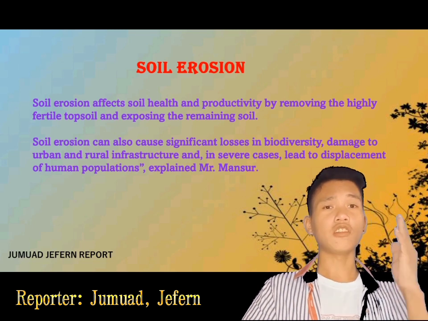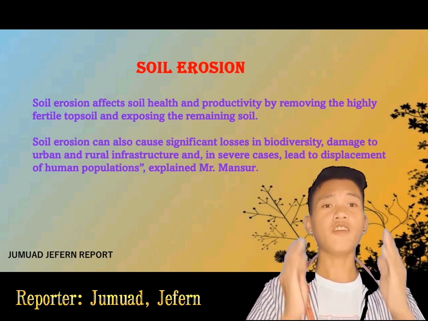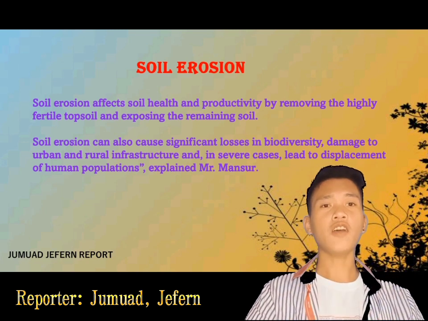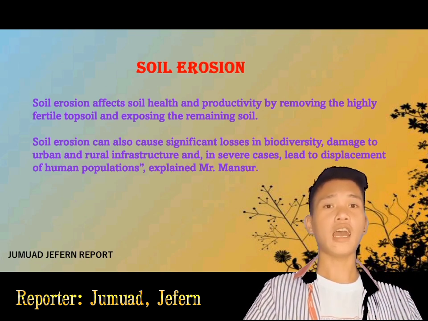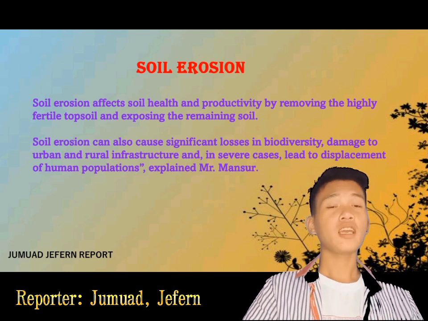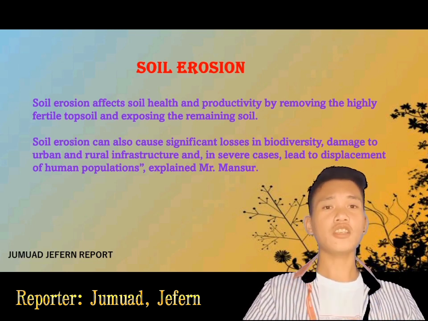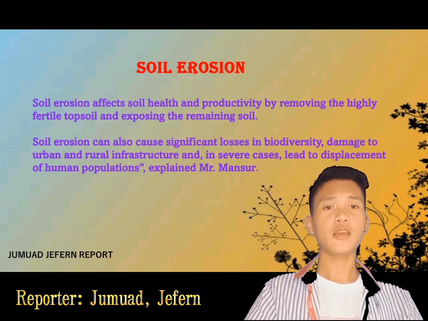Soil erosion can also cause significant losses in biodiversity, damage to urban and rural infrastructure, and in severe cases lead to displacement of human populations, explained by Mr. Mansour. In nature, this process generally occurs at a slow pace, meaning that the reverse process of soil production can counter it. However, human activities are currently causing soil erosion to occur at rapid rates, causing several problems.